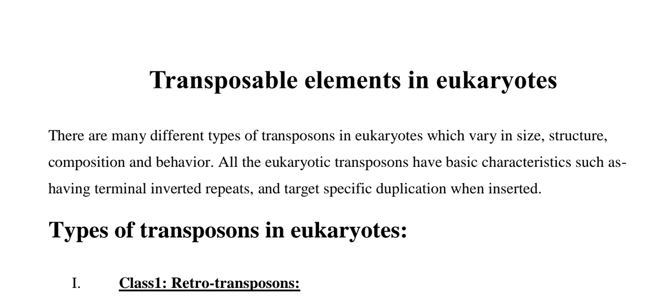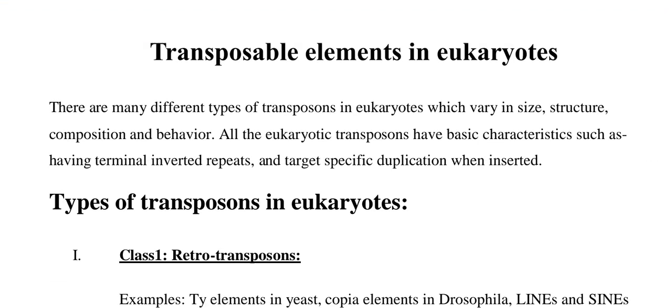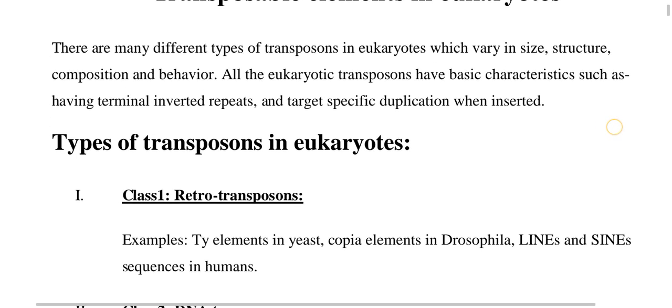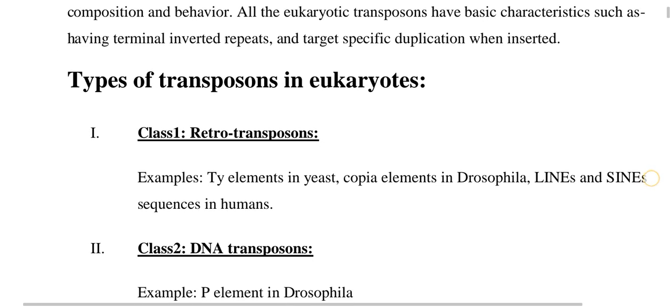Transposable elements in eukaryotes. There are many different types of transposons in eukaryotes which vary in size, structure, composition, and behavior. All the eukaryotic transposons have basic characteristics such as having terminal inverted repeats and target site duplication when inserted. Types of transposons in eukaryotes.